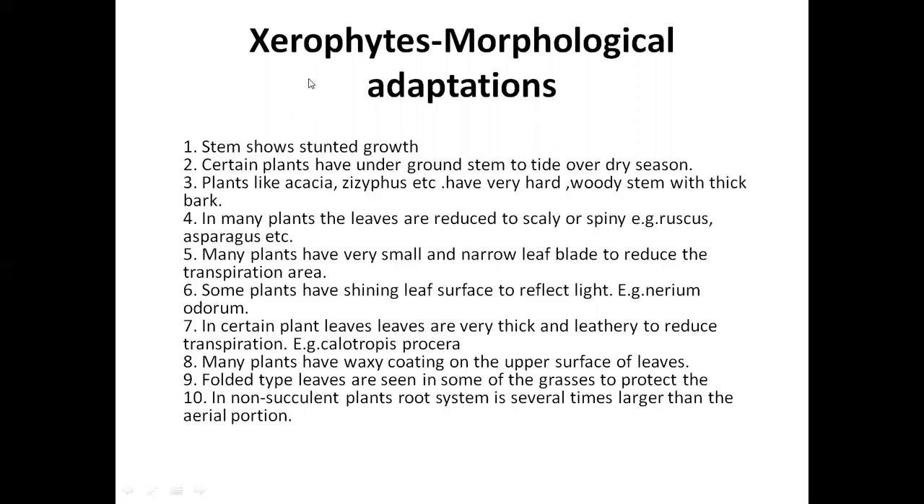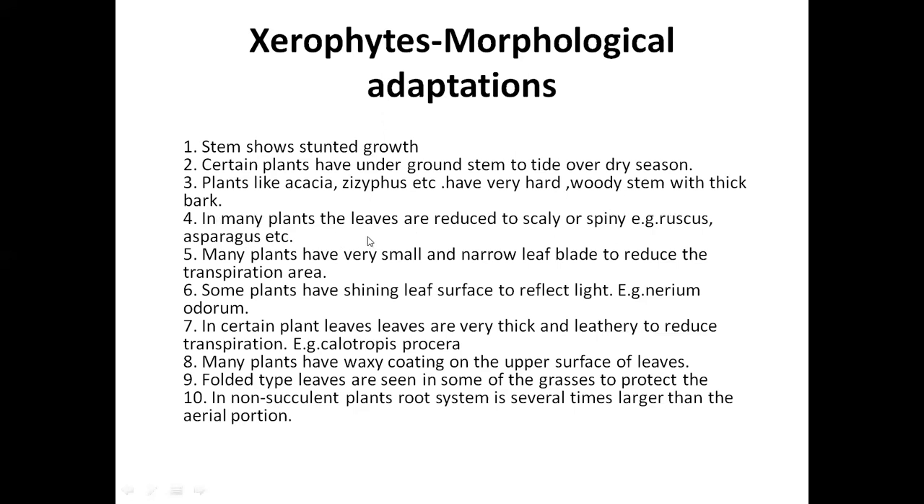And now we see the morphological adaptations of the xerophytes. In xerophytes, the stem shows stunted growth. Usually the growth of the stem is limited. That means it shows stunted growth. And certain plants have an underground stem to tide over the dry season. And plants like acacia, Zizyphus, etc. have very hard woody stems with thick bark.